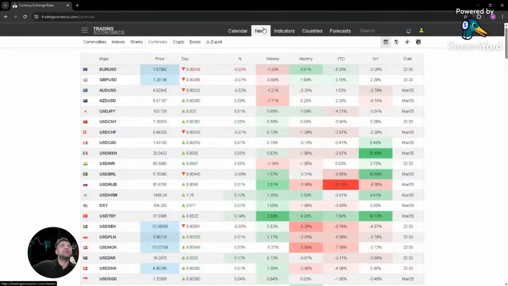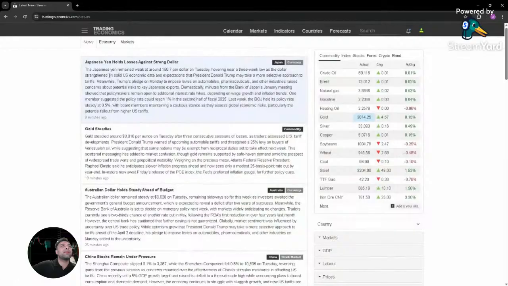This is a correlation chart. Japanese yen holds losses against a strong dollar. Japanese yen remained weak around one. So today the Japanese yen had a wonderful fall. After the New York session, we can see the yen really went on the downside.